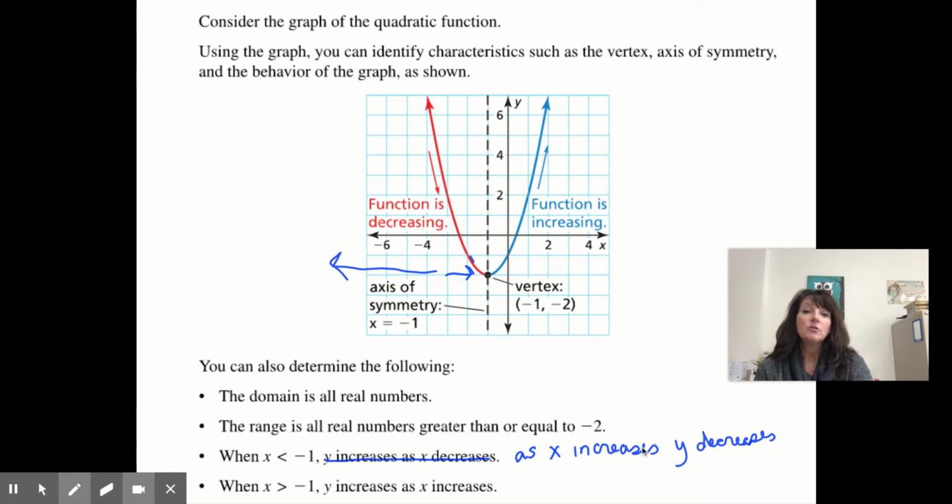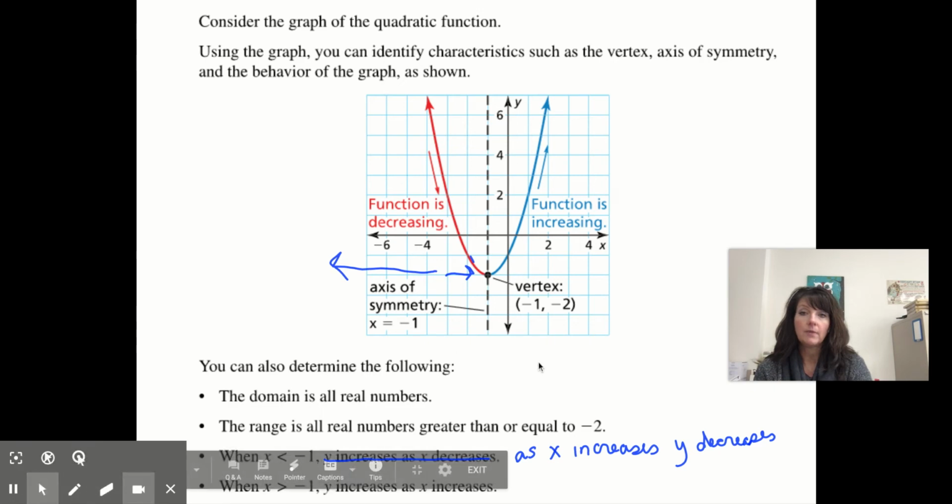So, these two, make sure that you understand that the behavior is opposite direction, right? As x is increasing, y is decreasing, or if x is decreasing, y is increasing. Makes a huge difference there.